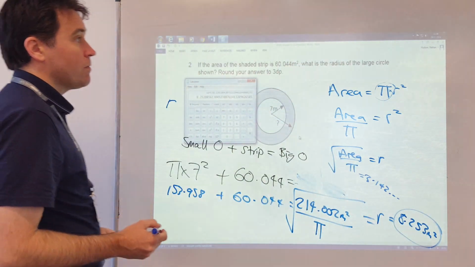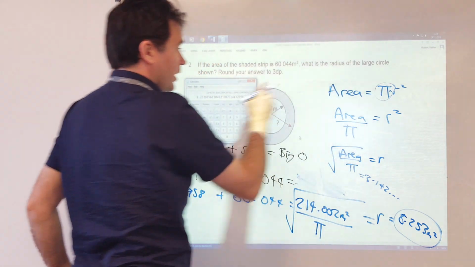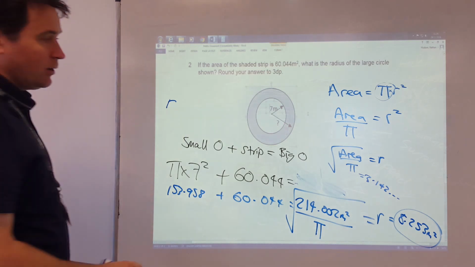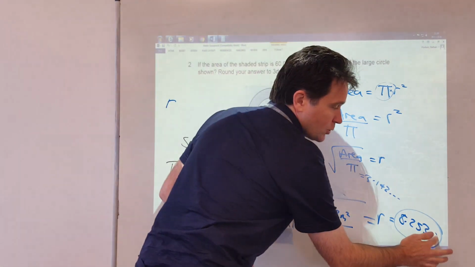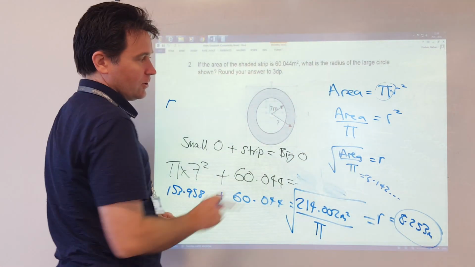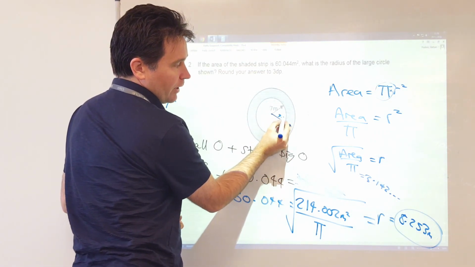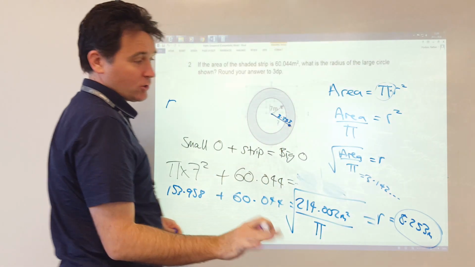So the answer so far, unchecked, is what is the radius of the large circle shown? Well, the small circle is 7 metres and the large circle is 8.253 metres. Sorry, that's not metres squared, that's just linear metres. If you walked from there to there, you walked in a straight line of 8.253 metres. It's not metres squared, it's metres.